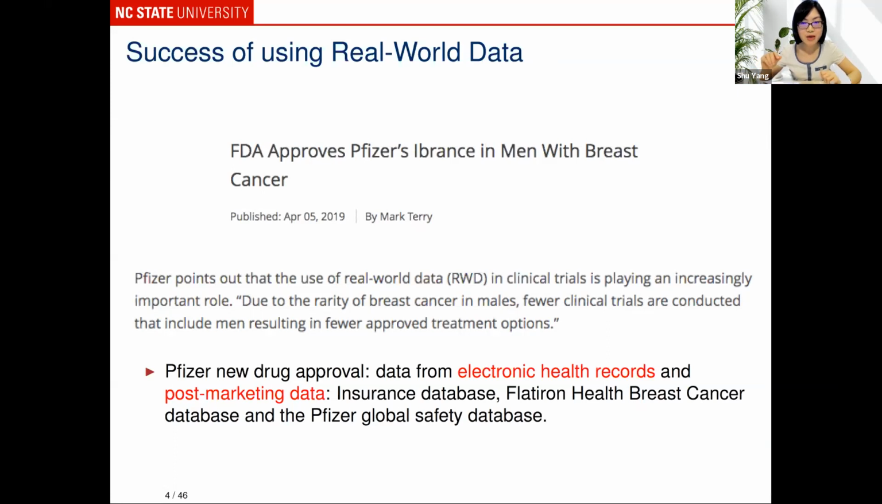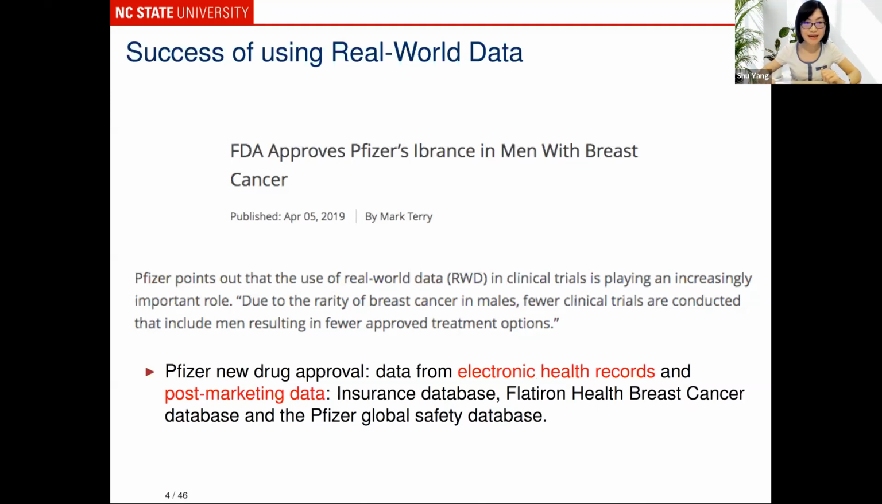We know that men with breast cancer are relatively rare. So there are fewer clinical trials that are conducted that include men with breast cancer. So there are fewer approved treatment options for men with breast cancer. And this approval was based on data from electronic health records that record the real-world use of Ibrance in men with breast cancer. So there's a clear evidence of drug efficacy. So FDA approved this label extension.